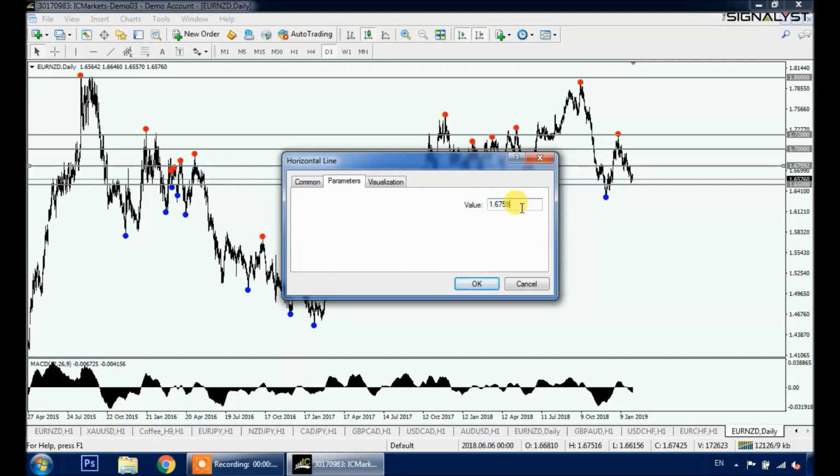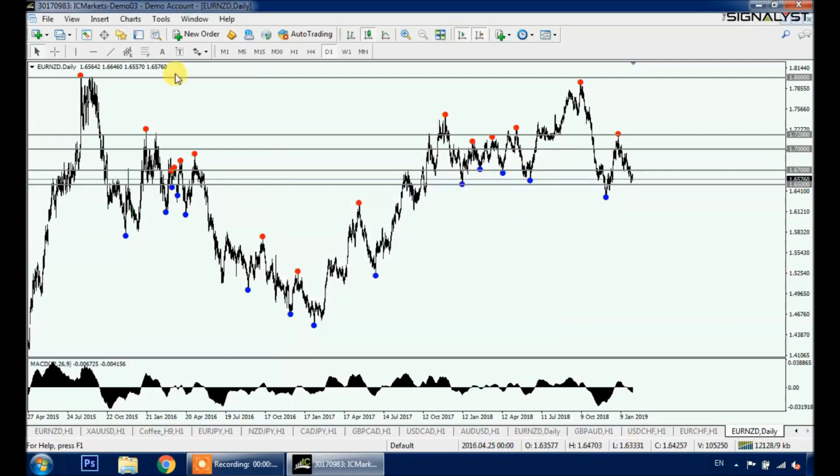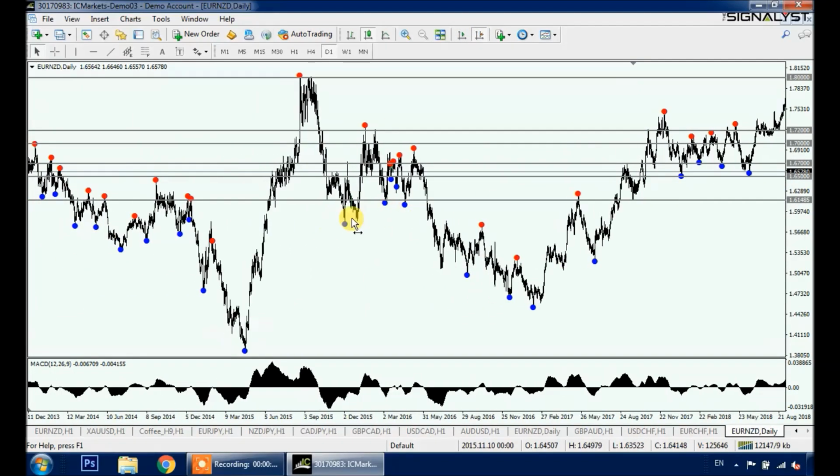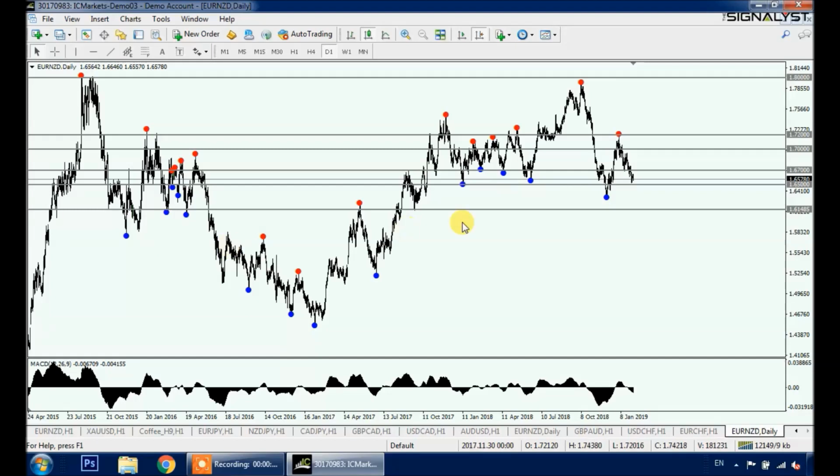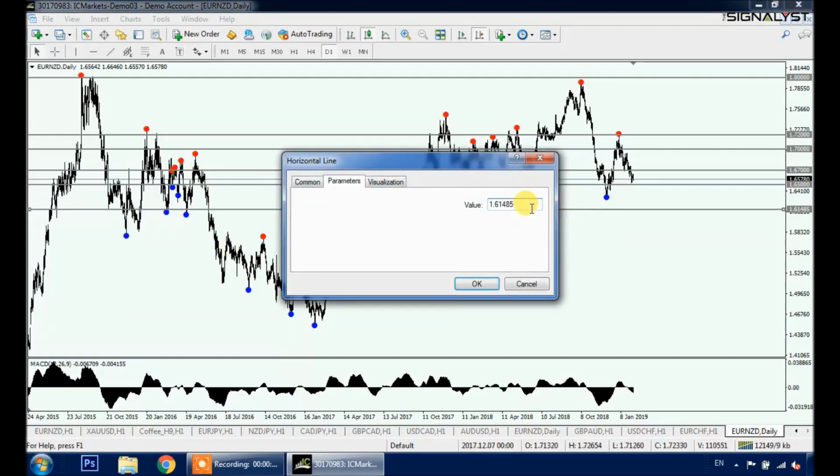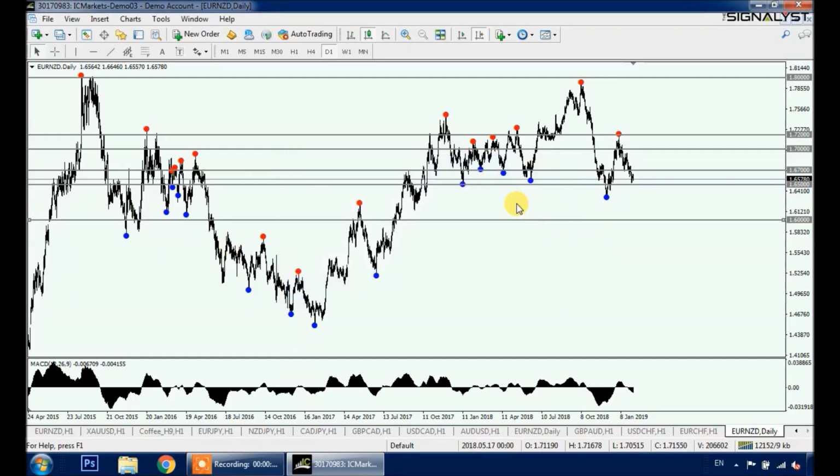Let's make it a round number, 1.67. Let's continue. Here we can connect 1, 2, 3. We can always scroll back to confirm our level. A very strong one, as you can see. Let's make it a round number, 1.6 or 1.61.